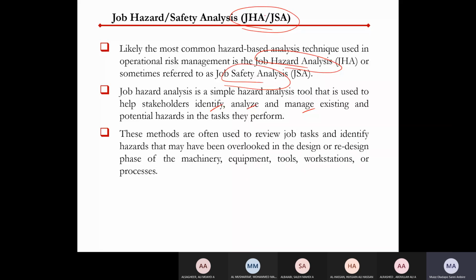And you may have standard checklists for this. Okay, you may have standard checklists for this. So these methods are often used to review job tasks and identify hazards that may have been overlooked in the design or redesign phase of the machinery, equipment, tools, workstation, and work processes. All right.